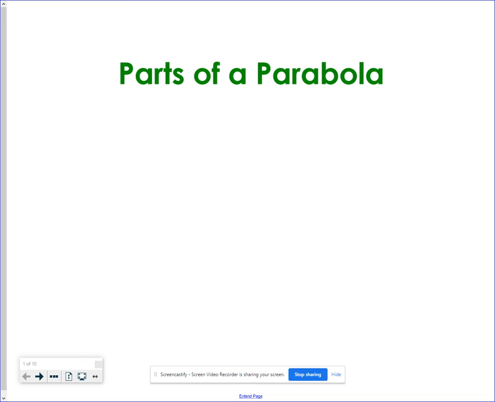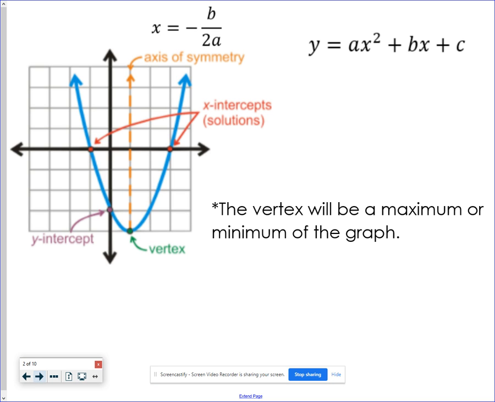Hello, algebra students. Now that we have been working a little bit with quadratics and we've been working with parabolas, that's the shape of the graph when we graph a quadratic, we're going to talk more specifically about some of those parts that we're seeing in the parabola. So I've got kind of a lot going on here on the screen. The graph you can see is of a parabola.